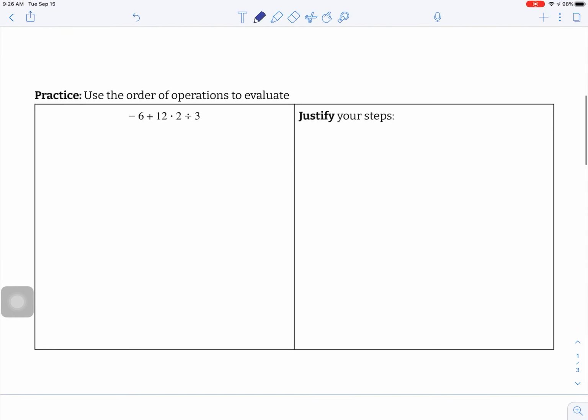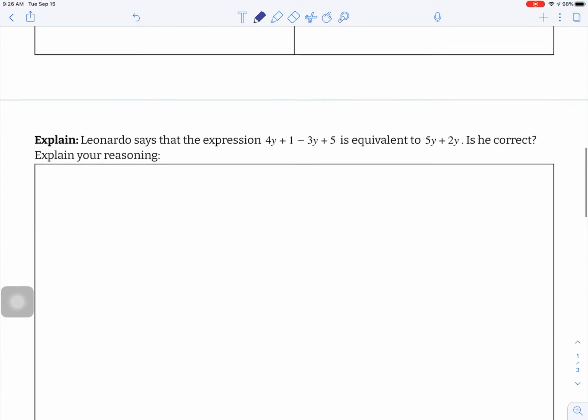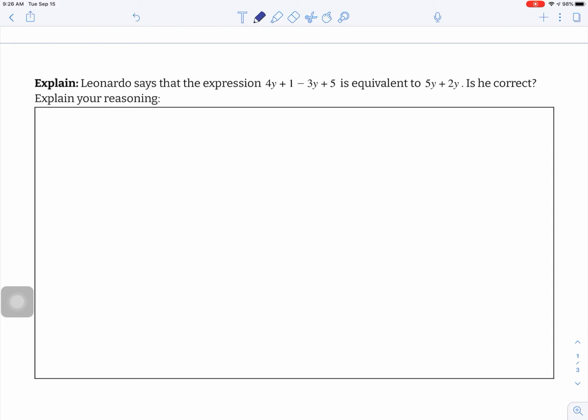So I've shown you this example. I want you to try this one, which is almost identical but a different problem. And then on the second page, I want you to read this problem and try your hand at some explanation. But again, even though I'm using the word explain, it really is you justifying your reasoning, okay? Good luck, 8th graders.